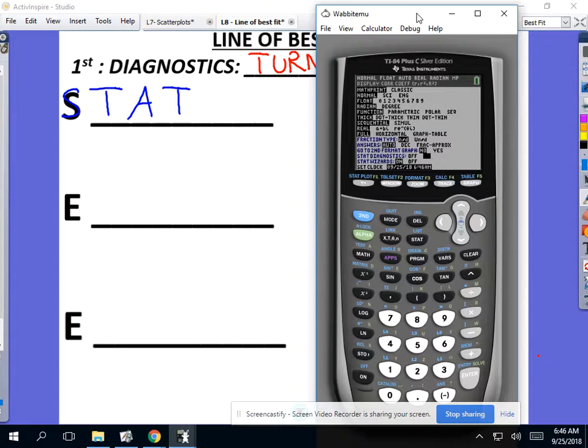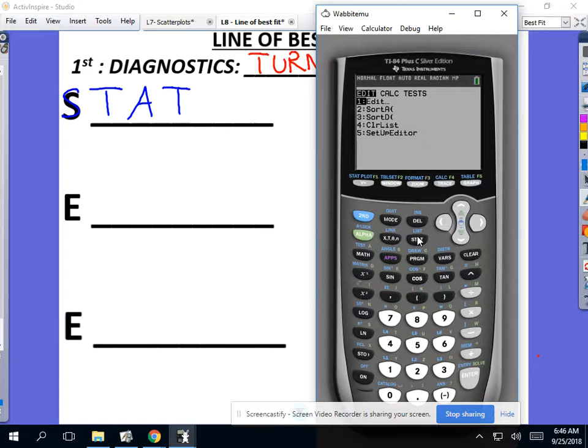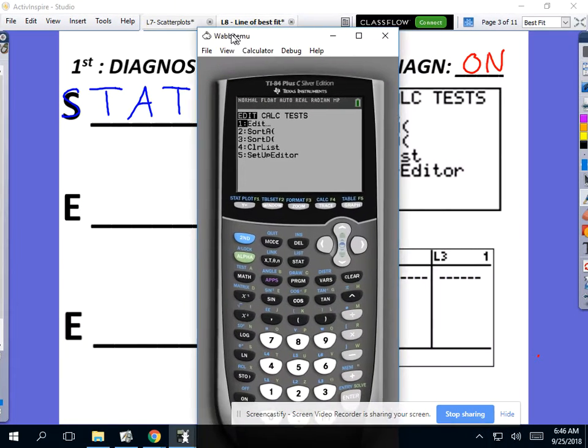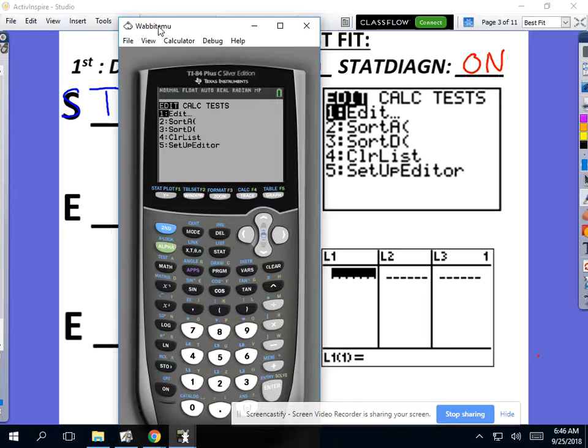That key right here on our calculator is near the very middle of that calculator. It says STAT. Press pause, let everyone find that key right there. Press stat for me. So as you can see, when you press stat, you're getting this screen that you have on your notes off to the right-hand side.